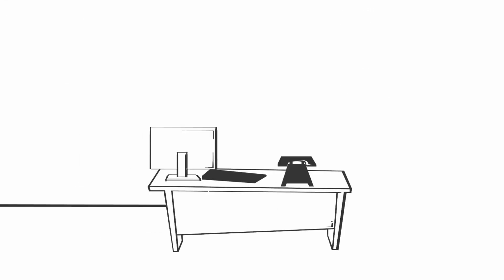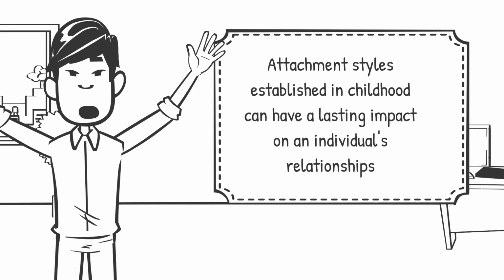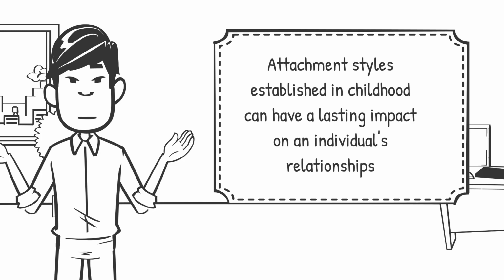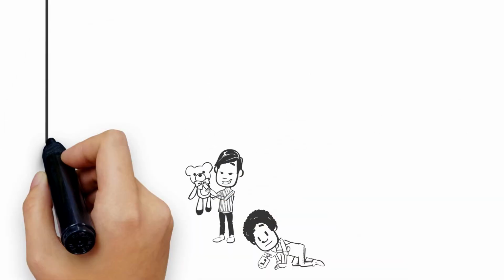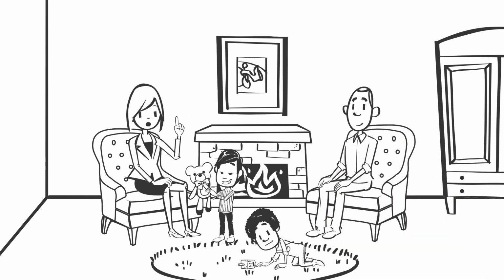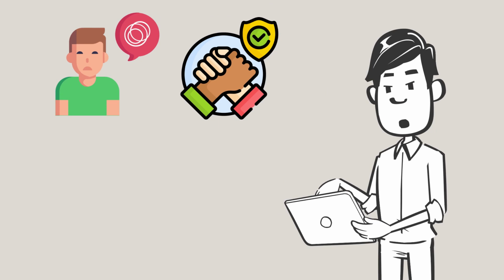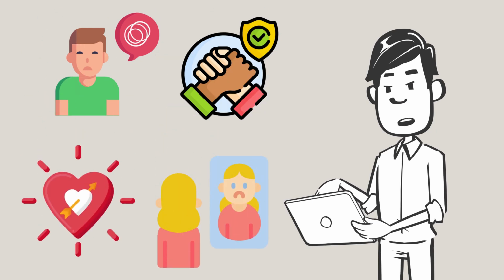Attachment styles established in childhood can have a lasting impact on an individual's relationships and emotional well-being throughout their life. Securely attached individuals generally have healthier relationships and a higher sense of self-worth, while those with insecure attachment styles may struggle with trust, intimacy, and self-esteem issues.